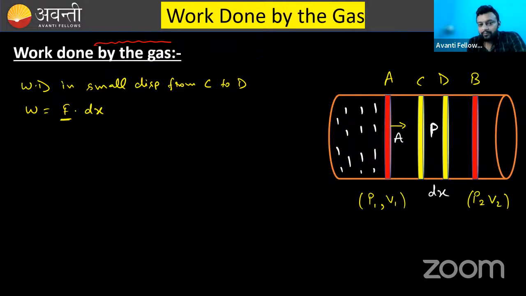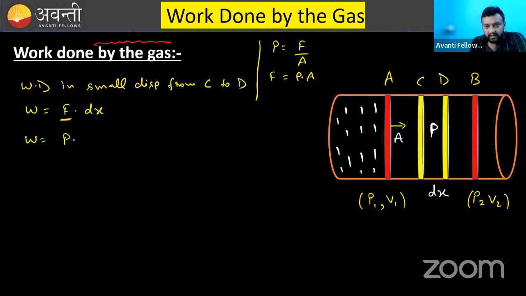Force is what? We know that P is equal to force per unit area. So force is P into A. P is the pressure, A is the area of cross section. So work done will be, if you see at this position from C to D, pressure is P. That is P into area of cross section we have taken as A into dx. This is the small work done for the small displacement, dW.